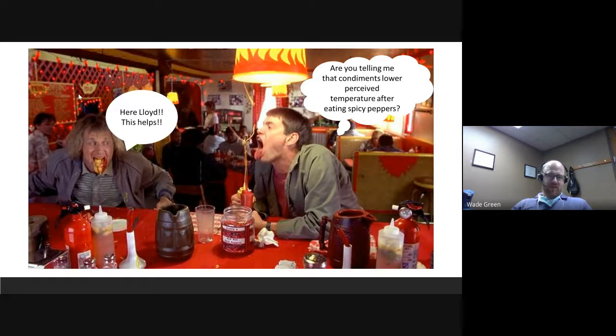It's the condiments, right? And then Lloyd poses a research question, and he says, Harry, are you telling me that condiments lower perceived temperature after eating spicy peppers? So we can see that the condiments are the independent variable, and the outcome or the dependent variable that we are hoping to measure is perceived temperature. So condiments are being manipulated to test their effect on perceived temperature.